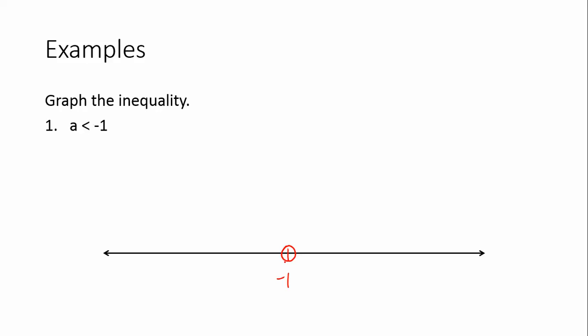Well, as long as the variable is on the left-hand side of the inequality, we are going to shade in the direction, think of the inequality symbol as pointing to the left, which means we shade this way. Or you could think of it that a is less than -1, so we should be shading this direction, all numbers that are less than -1.